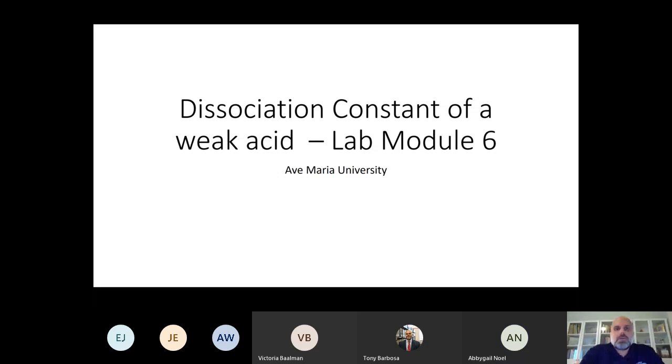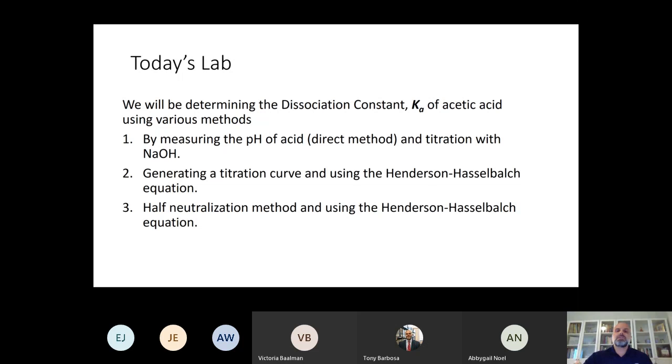All right. So today's lab, the last lab in the series. We're going to work through the dissociation constant of a weak acid. The intention of this was to show you an example of a titration where you were going to be able to determine the Ka of an acid. In this case, we're going to be doing acetic acid.